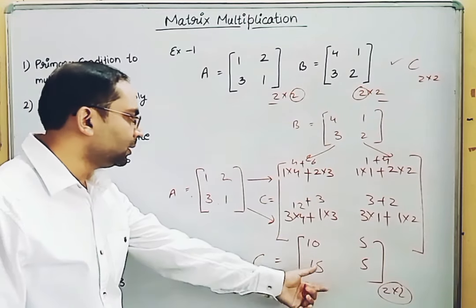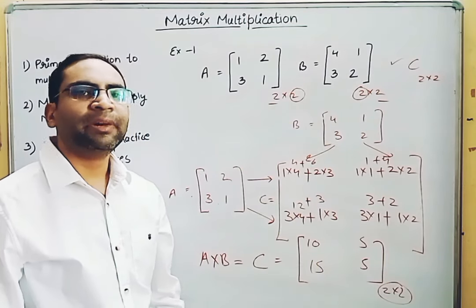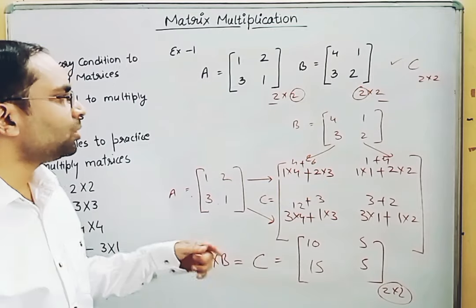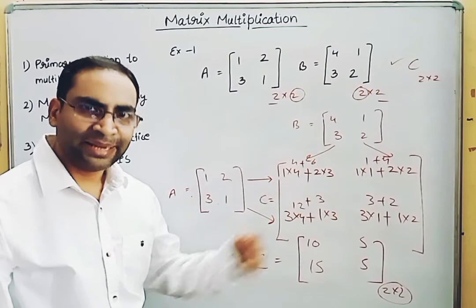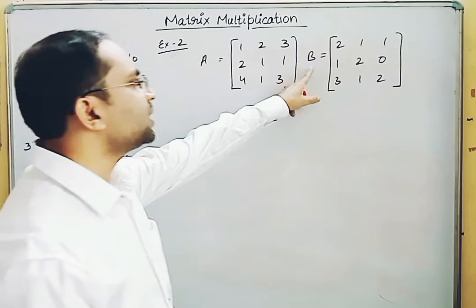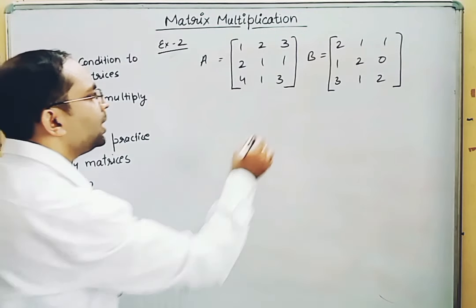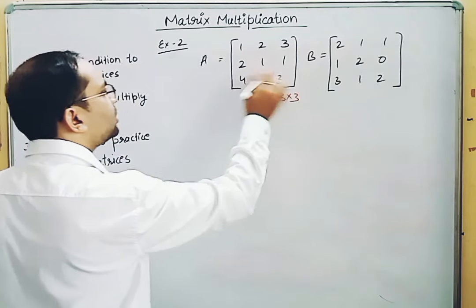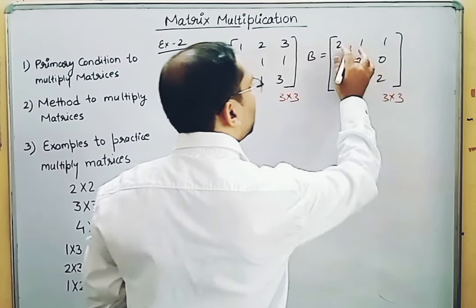You just have to write in this way and you will be able to find out the multiplication of the matrix very easily. Even you don't have to remember which is to be multiplied with this. Let's see another example. So let's see example number 2. Here we have two matrices again, A and B. Let's identify the order of these. So this is 3 cross 3, 3 rows and 3 columns. This is also 3 cross 3. We have 3 rows and 3 columns.